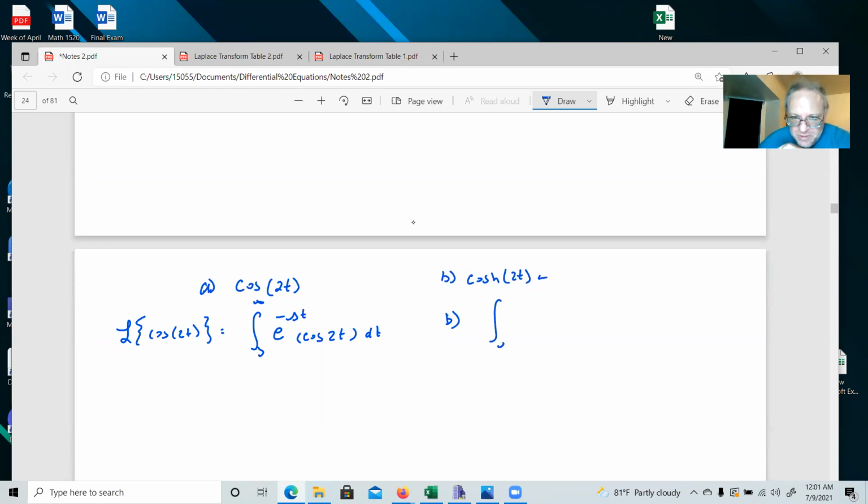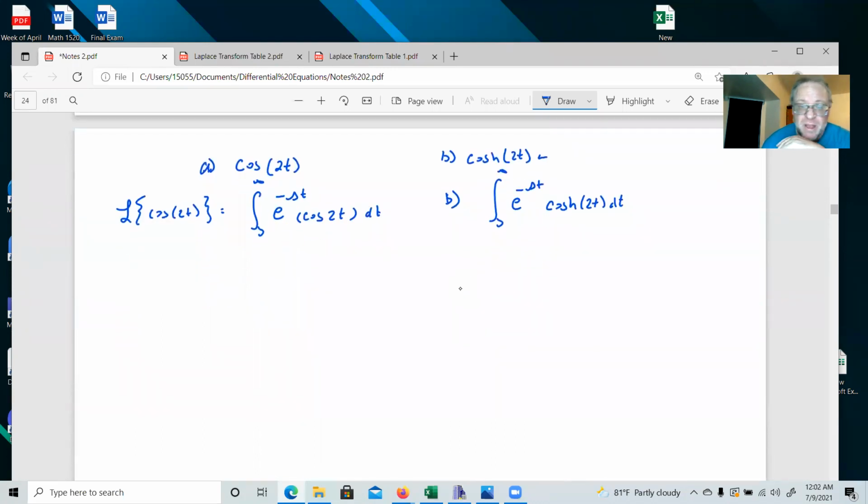This one is the same setup: the integral of e to the negative st cosh of 2t dt. And you might think it's going to be the same thing with the integration by parts, doing it twice, swinging it from one side to the other, and then factoring. And with cosh, it might actually be a little easier to do it that way, because the derivative of sinh is cosh, and of cosh is sinh, so not as much of a problem.